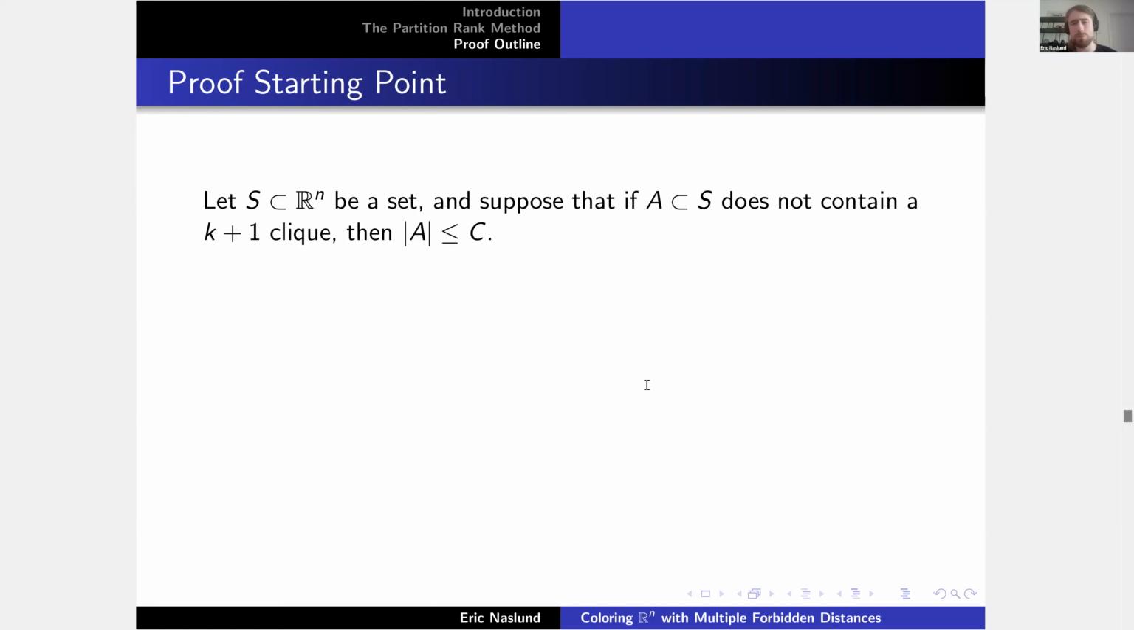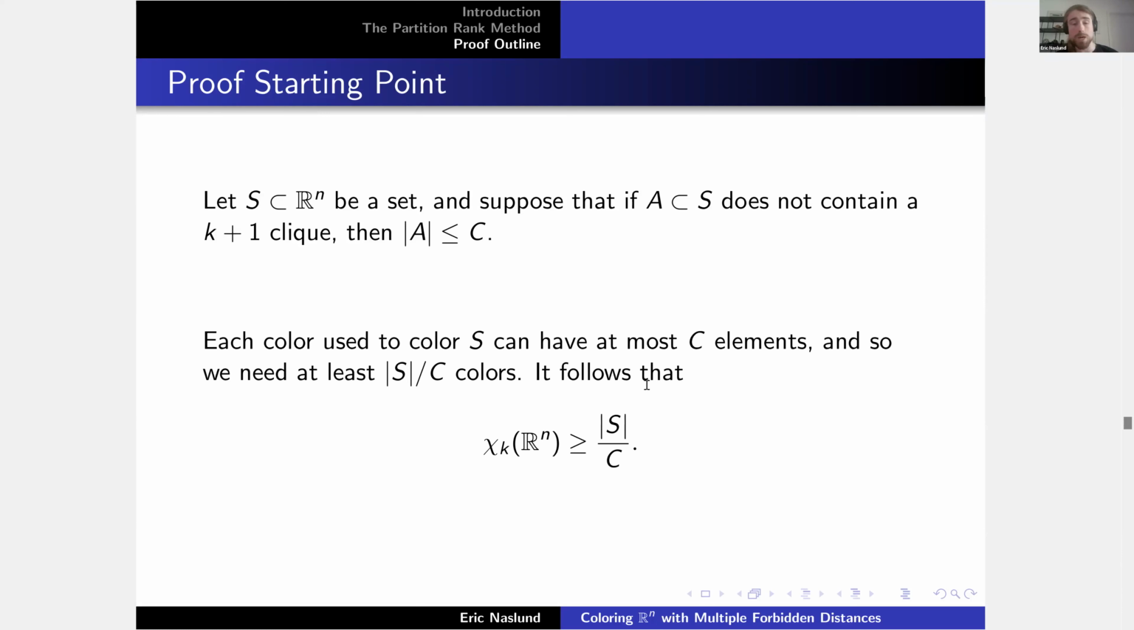So then suppose further that the size of the set A is at most some constant C. Okay, so this is the world we're going to set up. The way our proof is going to go is we're going to choose S really carefully to prove that any subset of it of that size can't have a k+1 clique. But if we get a result like this, where we have some subset S and every subset of S that doesn't contain a k+1 clique is small, this will bound the chromatic number of Rn. So let's see what I mean by that.